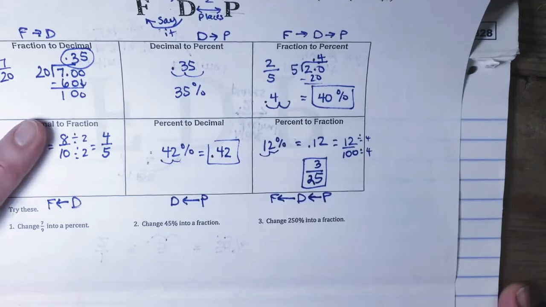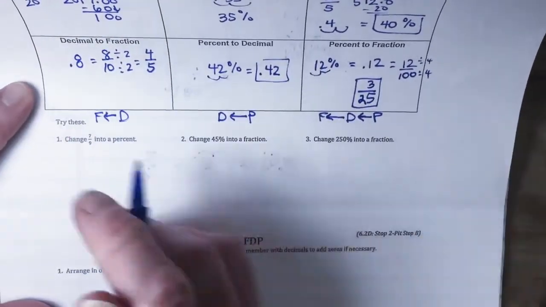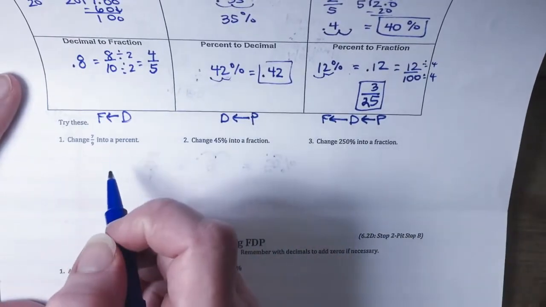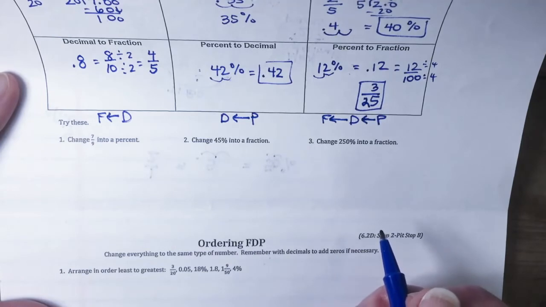All right, so that's how you use FDP. We're going to do some examples here. So again, if you think you've got it and you want to pause the video and see if you can get the right answers and then restart it to check and see if you did, that'd be a great idea. All right, so let's look at the first one.